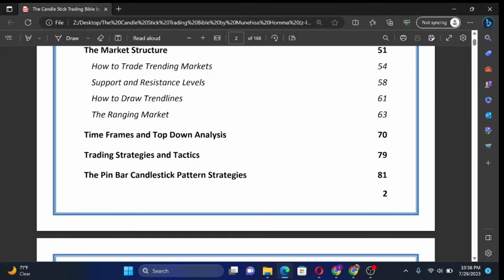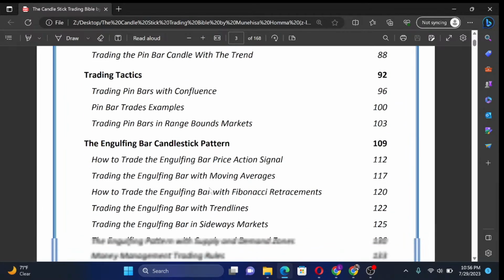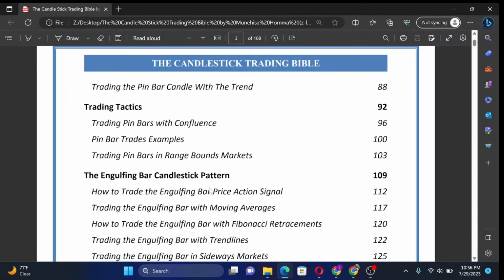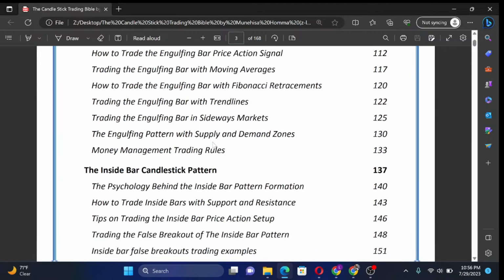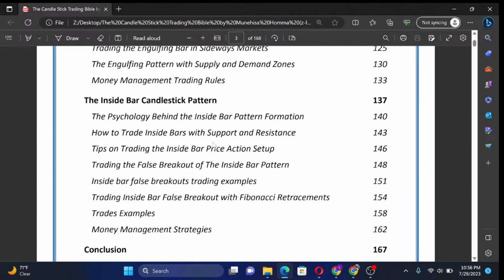Time frame and top-down analysis, trading strategies and tactics, the pin bar candlestick pattern strategies. Okay, that's not what we need, because trading the pin bar candle with a trend, no. Okay, I think that's the main issue.